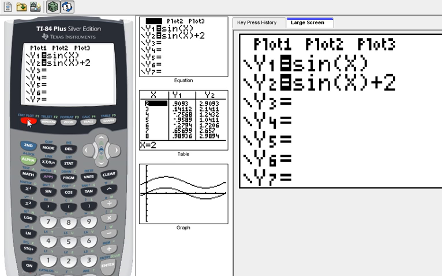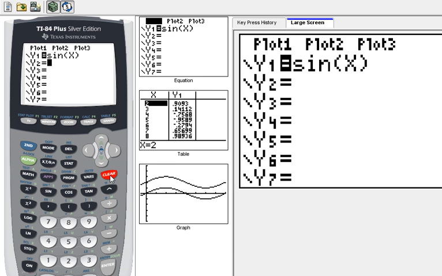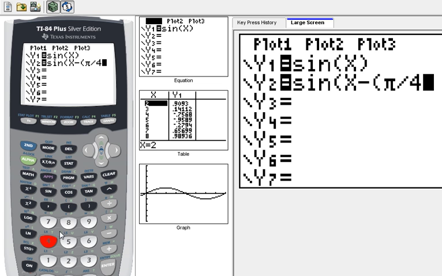And we're going to do one more, and I don't know that this is on your sheet, but we are going to do it. And we're going to do this. Let's go sine of x, and let's go minus, and then in parentheses, pi over 4. Like that. Okay, and now we're going to see what that does to the graph.